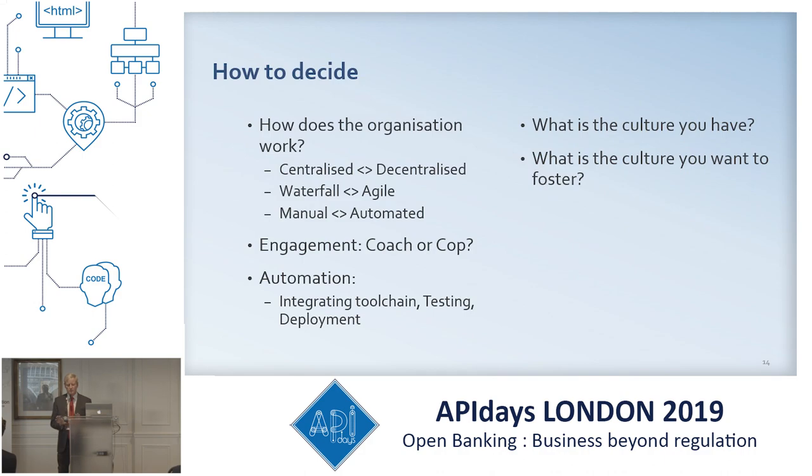So rather than give you an answer, I just want to give you some key considerations to think about how to decide what is the right governance structure for you. You have to think about what your organization is right now, and what you propose the organizational structure to be, how work gets done, how you want to engage across the community, the internal community and the external community, whether you want to be more of a catalyst or coach for API development, or whether you want to have very strict rules about what can and cannot be done, and the degree of automation that you think you can achieve in that whole process.